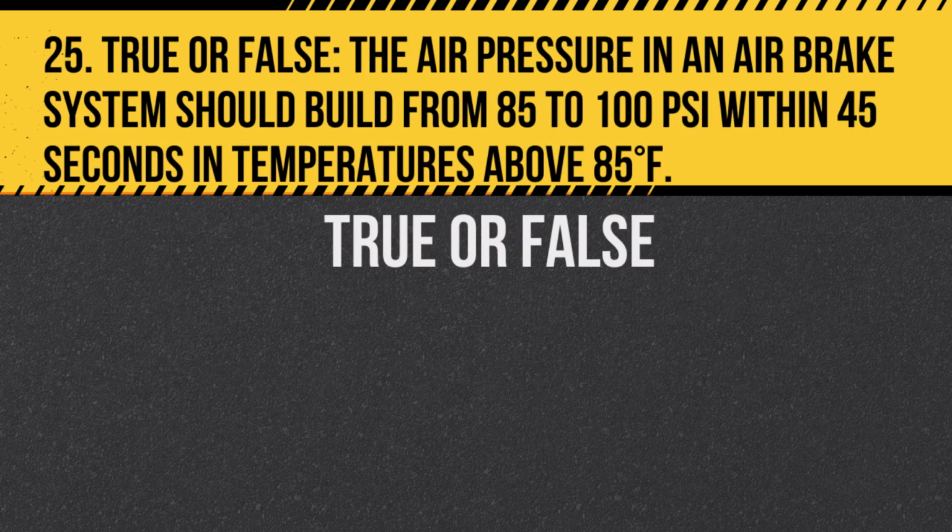Question 25. True or false? The air pressure in an air brake system should build from 85 to 100 psi within 45 seconds in temperatures above 85 degrees Fahrenheit. Answer: true. This ensures the air compressor is working properly.